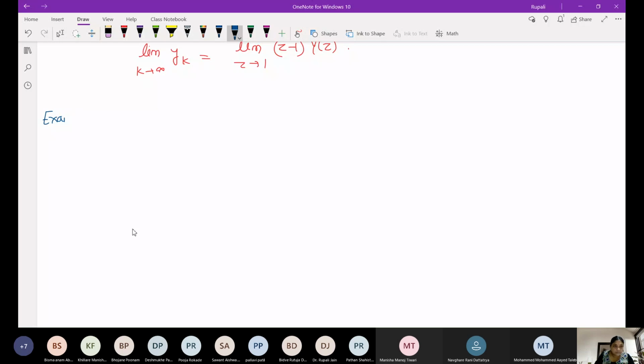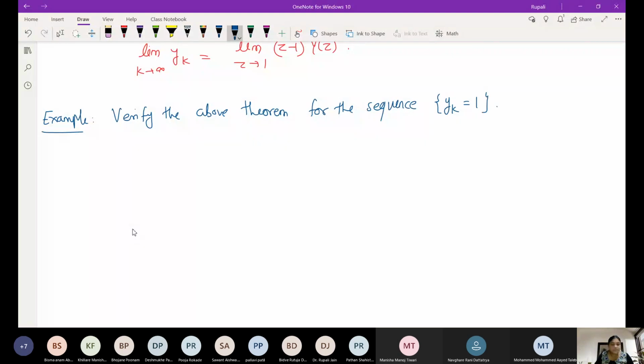Verify the above theorem for the sequence y(k) is equal to 1. What is the z transform of y(k) equal to 1? It is z upon z minus 1, right? Z transform of y(k) is equal to 1.